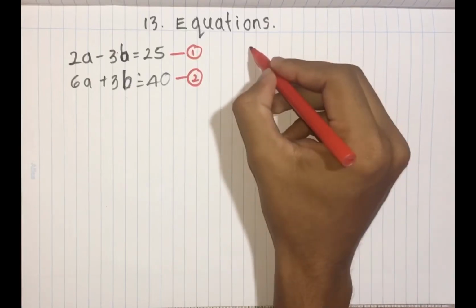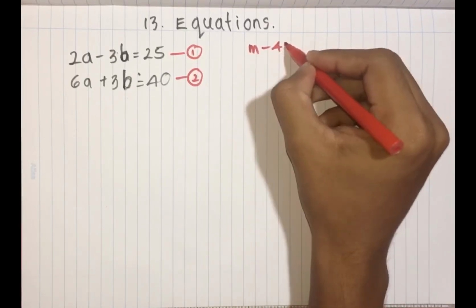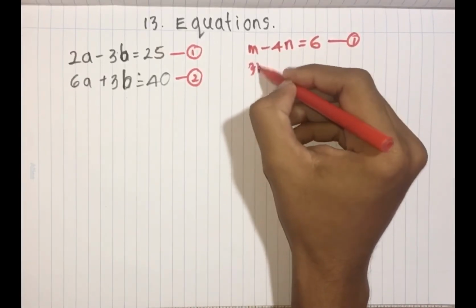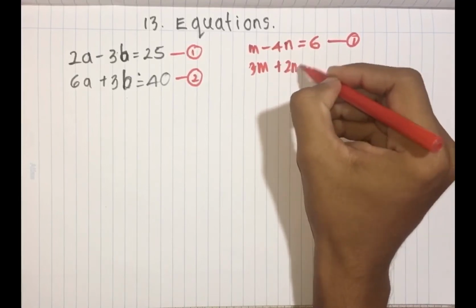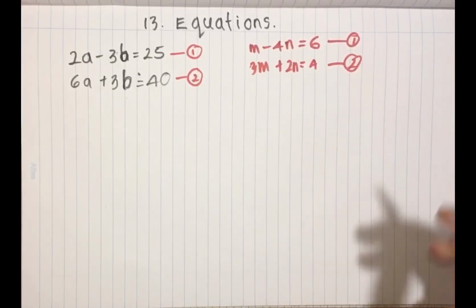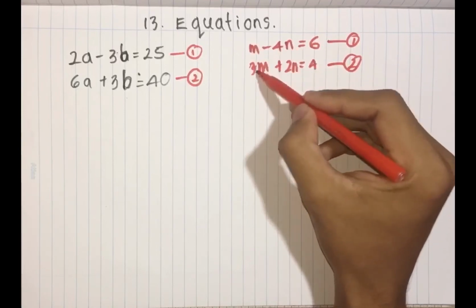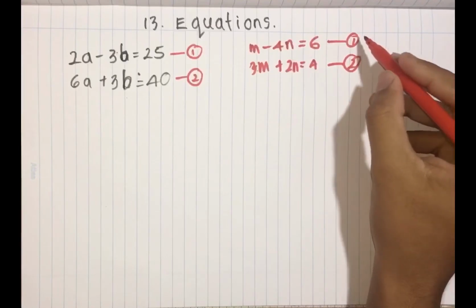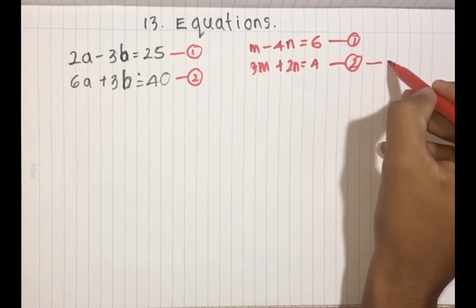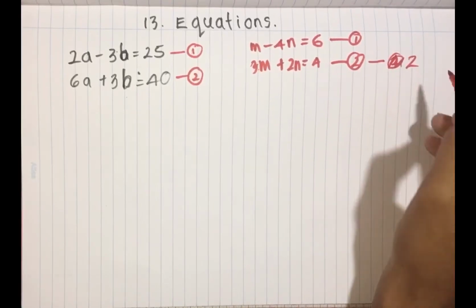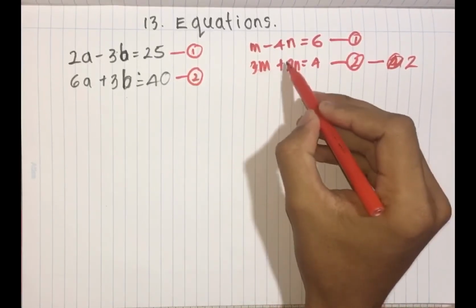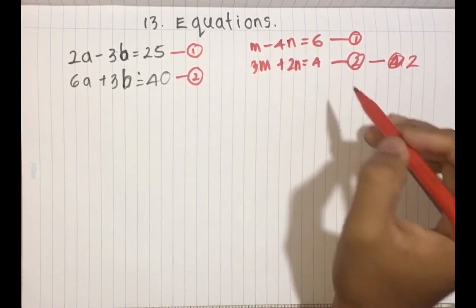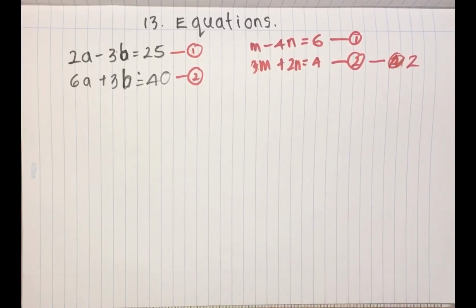Now if you consider another example, which is 6m plus 3n equals 6, and then 3m plus 2n equals 4. Here, are the coefficients equal? No. The coefficients of both m and n are not equal. Therefore, what can you do? You can multiply the second equation by 2. If you multiply, you will get 6m plus 4n. Therefore, the coefficients of m will be equal, and you can solve to find the values of m and n.